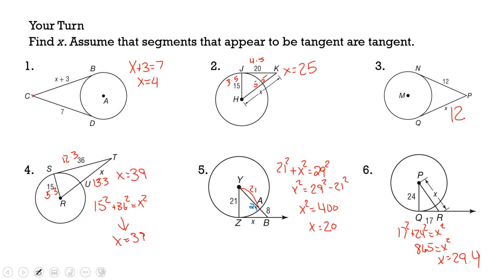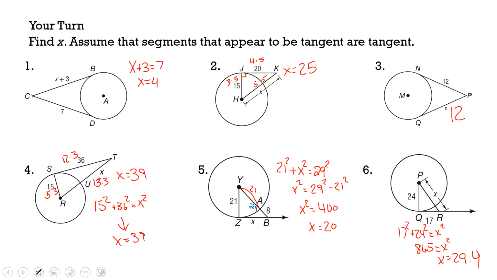Number 2, we're looking at our right triangle there. They're telling me they're tangent, so that tells me that angle J is a 90-degree angle. I can use the Pythagorean theorem. I see one leg is 15, the other leg is 20. I know that the third side then is going to have to be 5 times 5 or 25. Again, question 3, tangent from the same point. X is going to equal 12 because the two tangents are congruent.